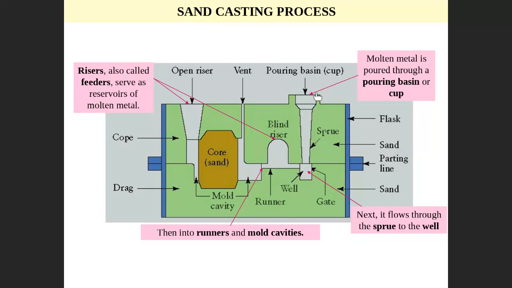This is a pouring basin, the pouring cup. This is a sprue, this is a well. This is a runner. This is a blind riser. This is the main cavity. This is a vent. This is the open riser. This is a core, right? So this is the detail of the mold.